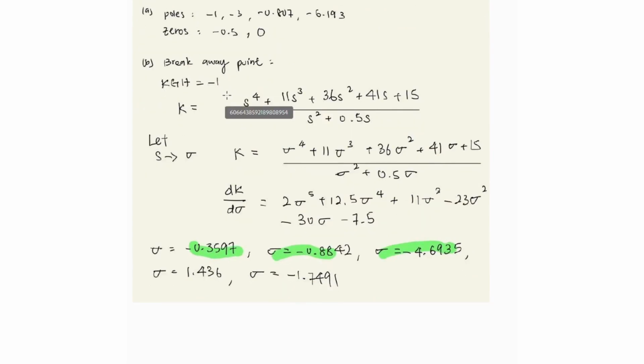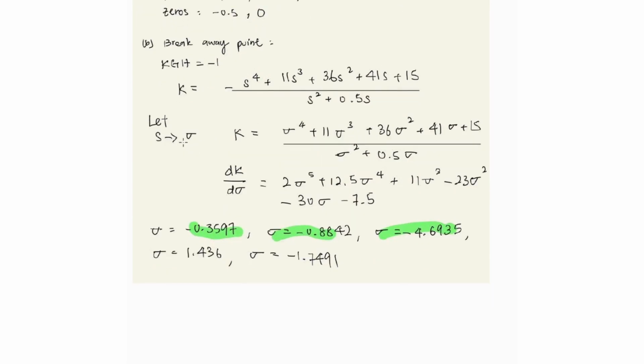We use the formula KGH equals minus 1, and K equals minus s to the power 4 plus 11s cubed plus 36s squared plus 41s plus 15, over s squared plus 0.5s. Then we replace s with the real variable sigma and substitute in.